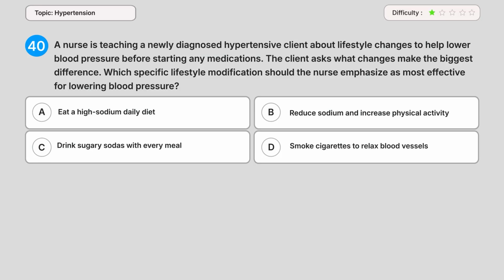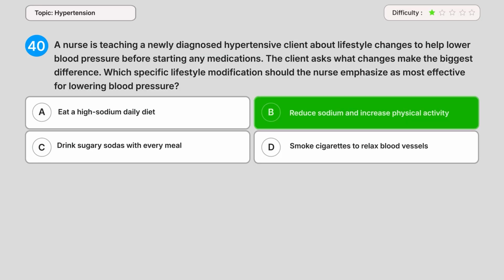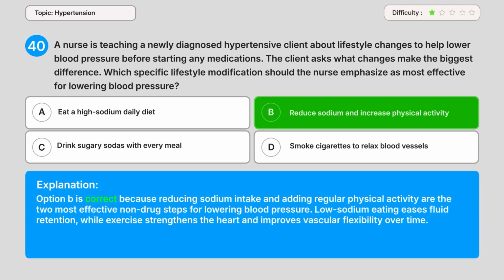Correct answer, B. Reduce sodium and increase physical activity. Explanation. Option B is correct because reducing sodium intake and adding regular physical activity are the two most effective non-drug steps for lowering blood pressure. Low sodium eating eases fluid retention, while exercise strengthens the heart and improves vascular flexibility over time.